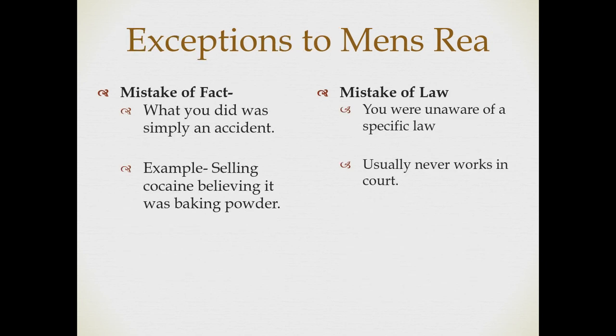Now, there are some exceptions to mens rea, two of them that I'll talk about here: mistake of fact and mistake of law. A mistake of fact is relatively simple. What you did was simply an accident. You didn't have the intent to do what you actually did. I've got a couple of different examples of that. Let's just say you're on a plane and you accidentally grab someone else's bag because it looks just like yours, and you take it and you walk off with it. Would you be charged with theft? Probably not, because it was simply an accident. You didn't want to commit that crime.